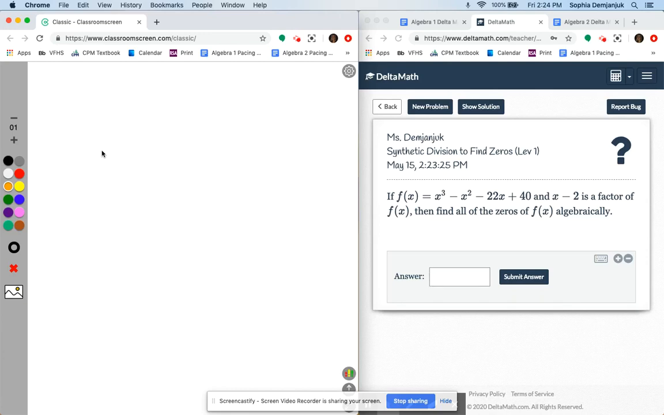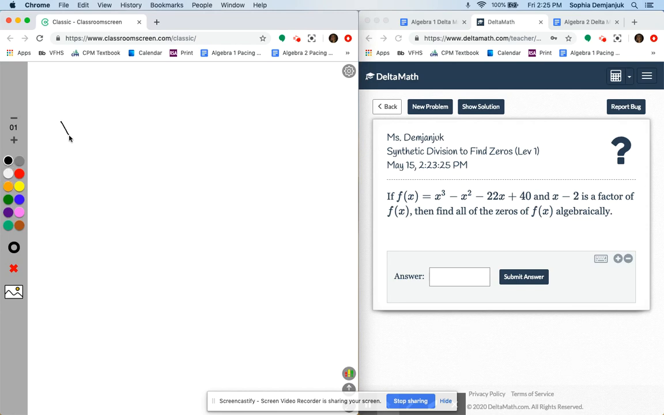Okay, so in this video, we're going to be doing synthetic division still, but we're going to be using synthetic division to find our zeros in the level 1 assignment of Delta Math. So it's the same thing as we were doing with the last assignment, but we're just adding a couple extra steps on to the end. So I'm going to write down what I'm starting with.